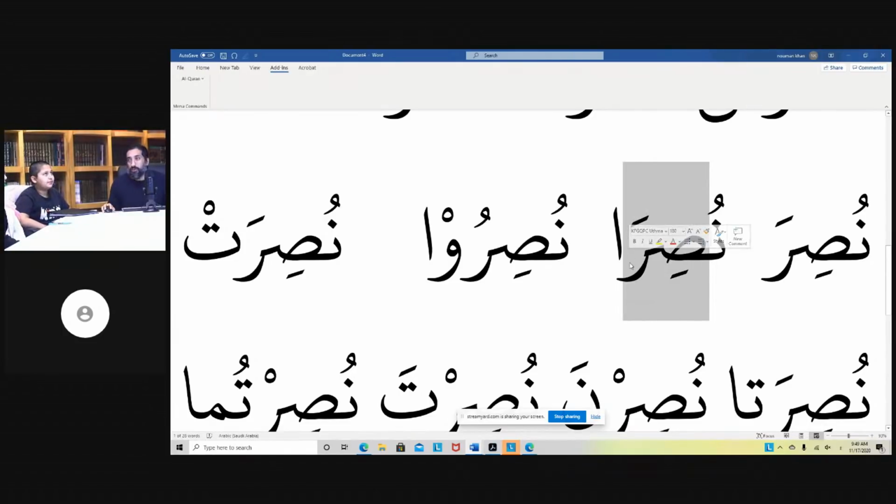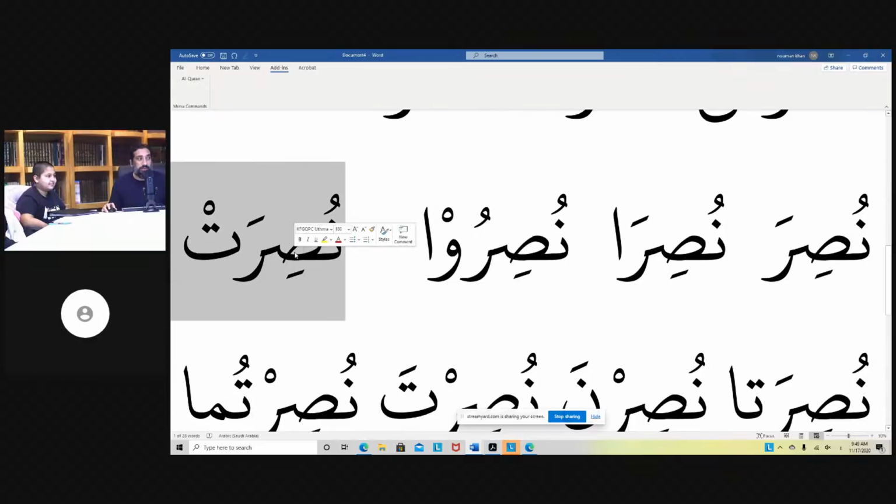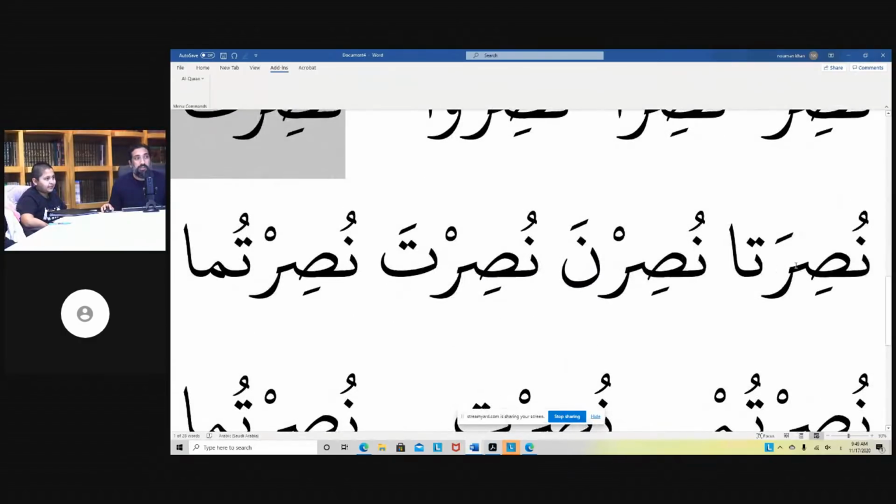Huwa nusira, huma nusira. Both of them were helped. Nusiru, they were helped. Maryam nusirat, she was helped. Good. Nusirata, both of them ladies were helped.